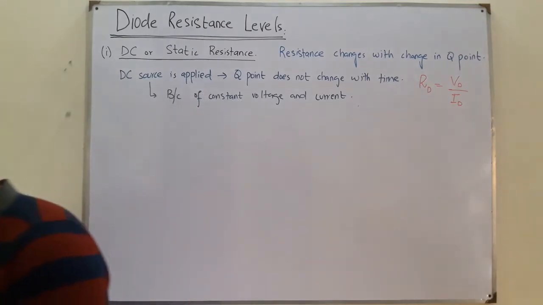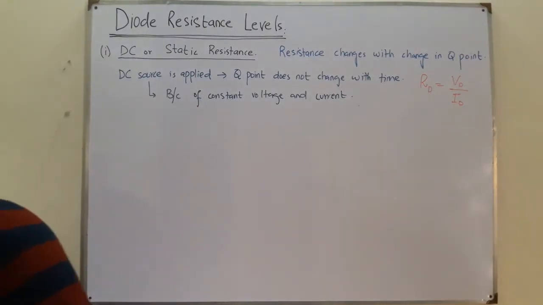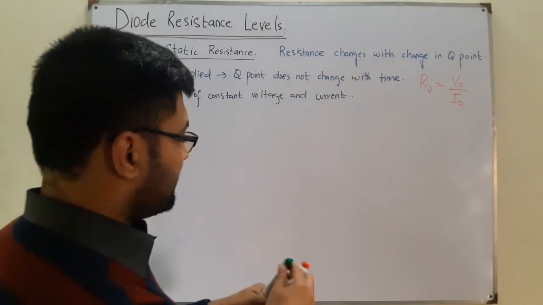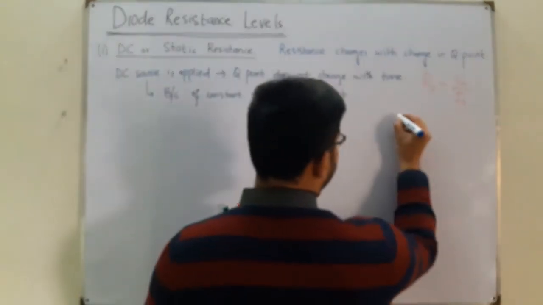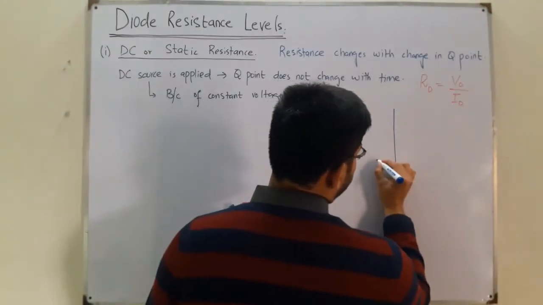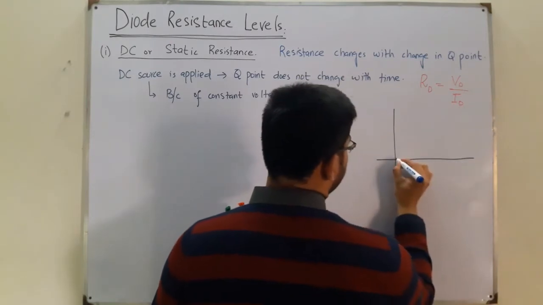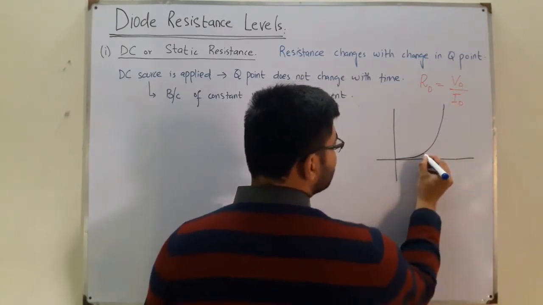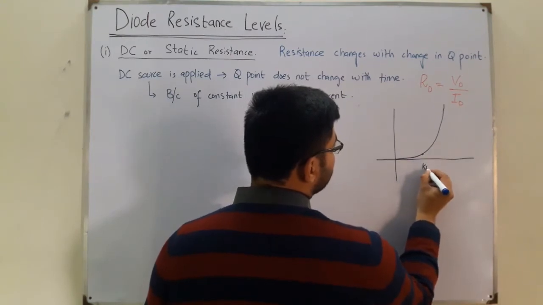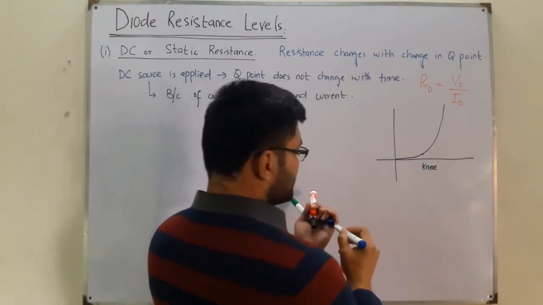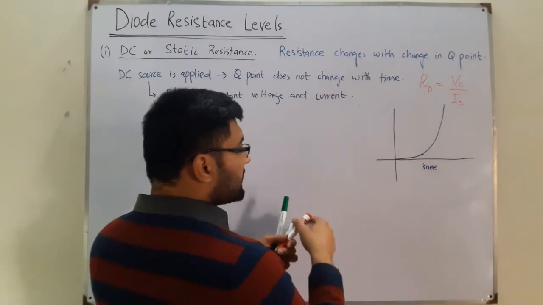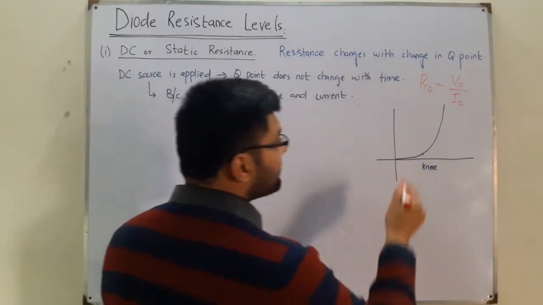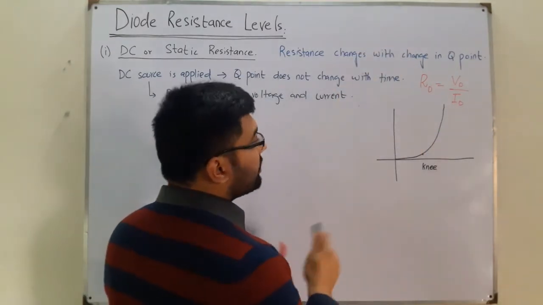So what happens is that, let me draw the characteristics curve. If this is the curve, this is the knee. The resistance levels below the knee are high, and on the vertical section they are low.